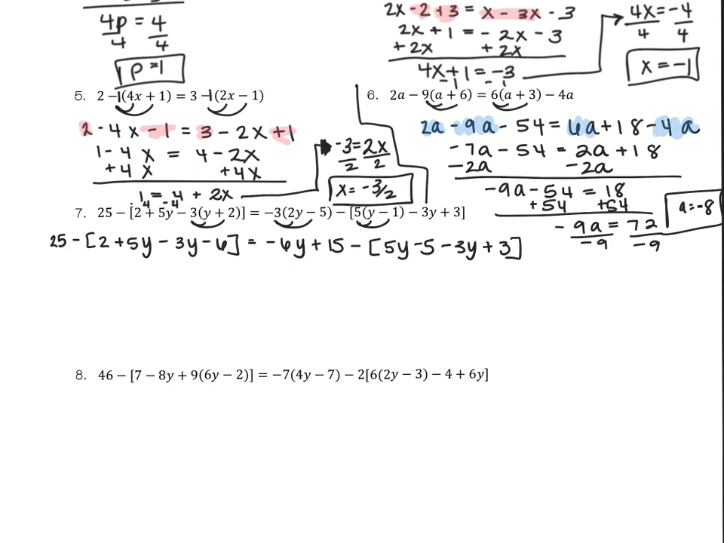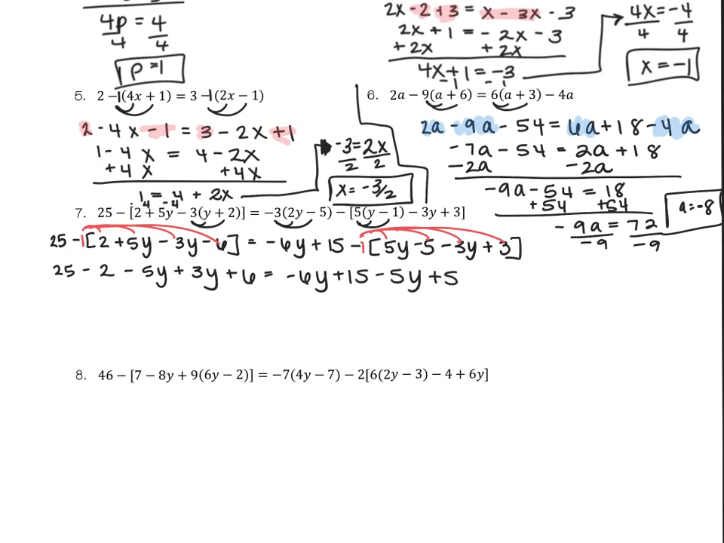And then I want to do my distributing to get rid of the brackets. And so just remember there's technically a -1 here. So you want to distribute that negative all the way through the bracket, and the same thing happens right here. And so once I do that, I end up with 25 minus 2 minus 5y plus 3y plus 6 equals -6y plus 15 minus 5y plus 5 plus 3y minus 3.